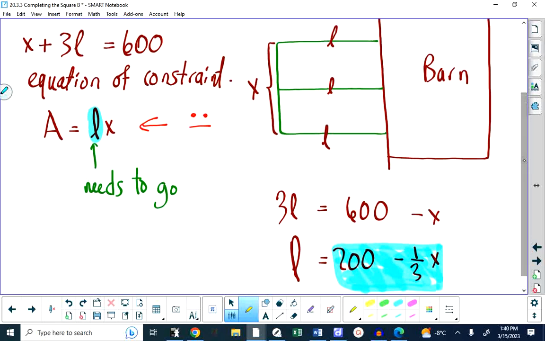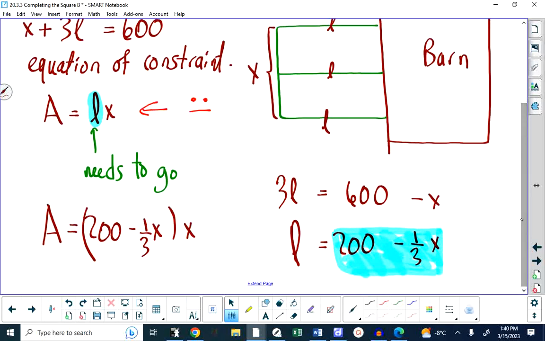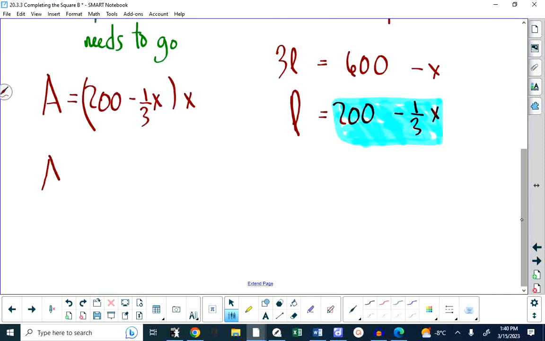I'll let you in on a secret here. In retrospect, I think it would have been smarter, had I known this is where we were going to land, to call this X and that L. Because then we wouldn't have fractions, but that's okay. What we're going to get is A equals L, which is this beast, 200 minus 1/3 X times X. And we're almost home. Expand this out to get negative 1/3 X squared plus 200X.